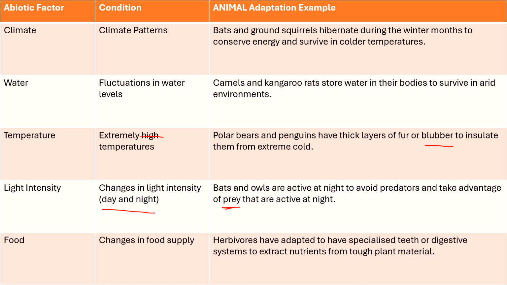Now looking at changes in food supply. These cause herbivores to have adapted specialized teeth or digestive systems to extract nutrients from these tough plant materials. We've seen this before in the video, I think.